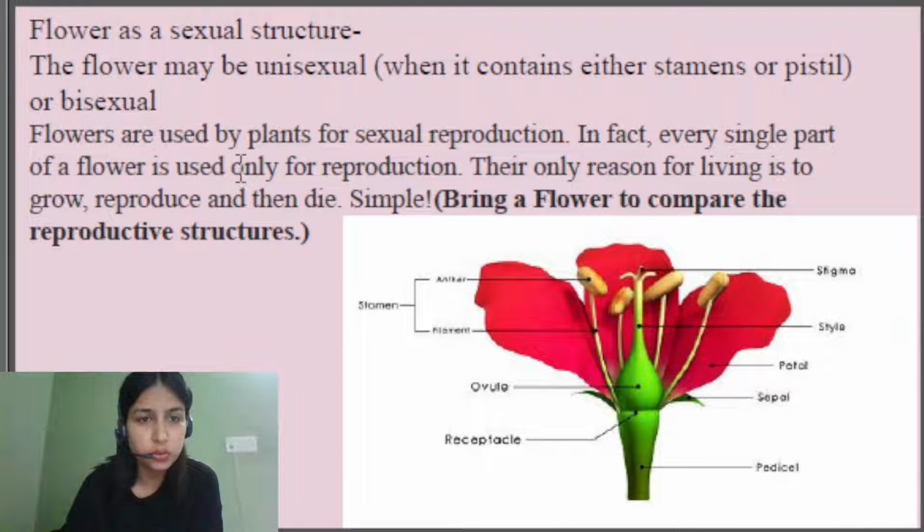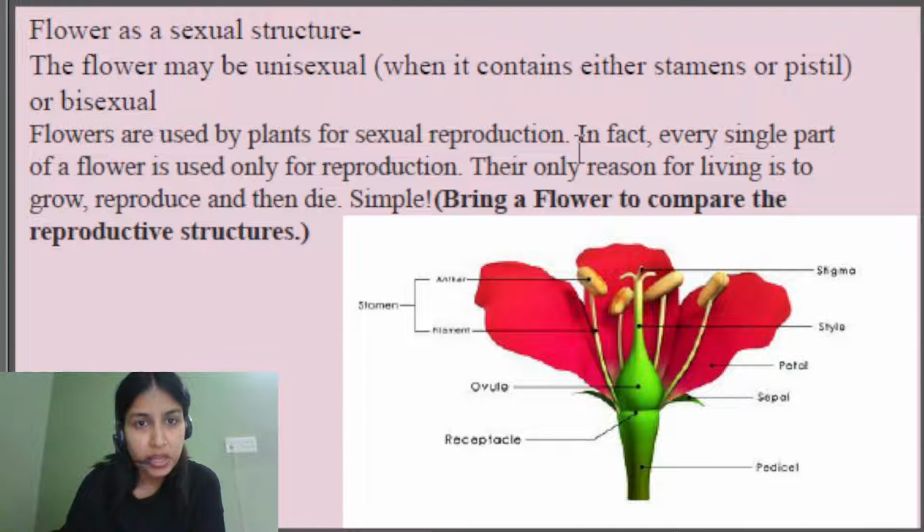The flowers are used by plants for sexual reproduction. So instead of just giving aesthetic value to the plant, flowers are also used by the plant for sexual reproduction. But we can say that it is the most important purpose a flower has on the plant. In fact, every single part of a flower is used only for reproduction. So when we say they have recreational value and great aesthetics, the main purpose of the flower is to reproduce, and every part of the flower contributes towards that process of reproduction.